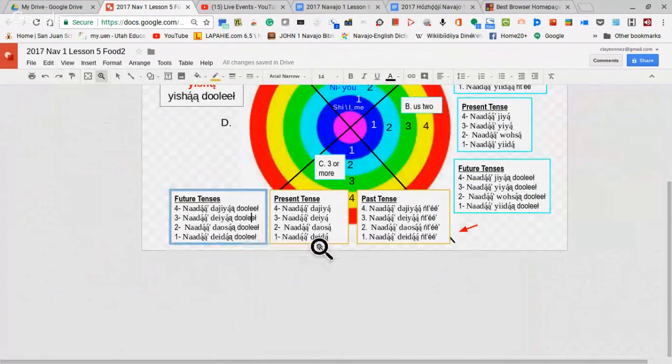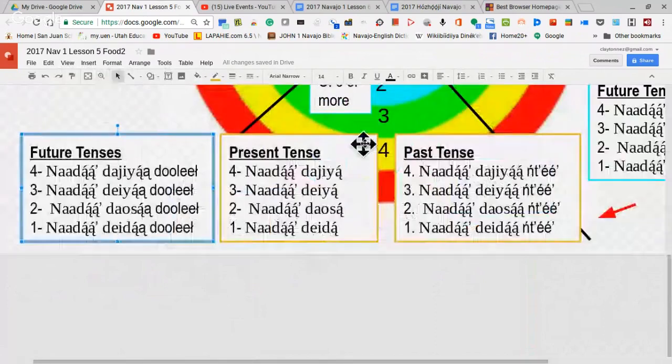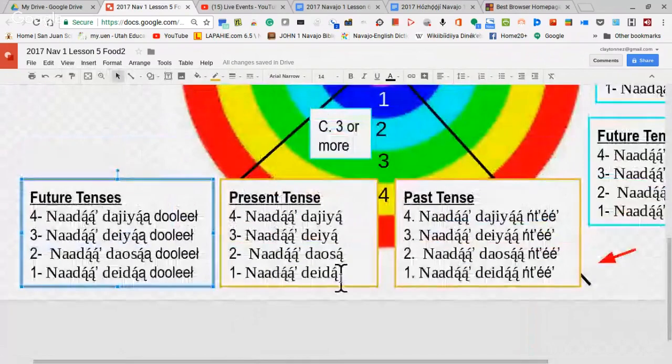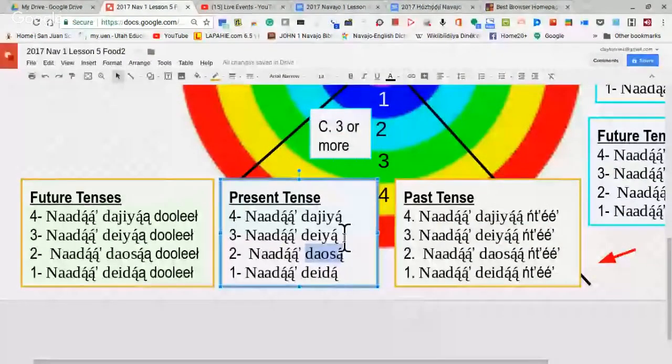All right, so anyway, this is now three or more people. If it's three or more of us, it would be de dang. So what do we eat? Na da de dang. This is present tense. Or you, three or more, na da dao sang. And those three or more people, na da de yang. And then polite form, na da da ji yang.